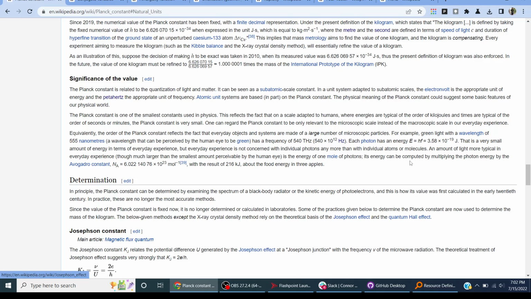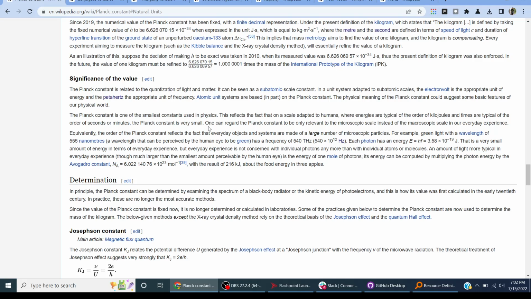Atomic unit systems are based in part on the Planck constant. The physical meaning of the Planck constant could suggest some basic features of our physical world. The Planck constant is one of the smallest constants used in physics. This reflects the fact that on a scale adapted to humans, where energies are typically of the order of kilojoules and times are typically of the order of seconds or minutes, the Planck constant is very small. One can regard the Planck constant as only relevant to the microscopic scale instead of the macroscopic scale of our everyday experience. Equivalently, the order of the Planck constant reflects the fact that everyday objects and systems are made up of a large number of microscopic particles.